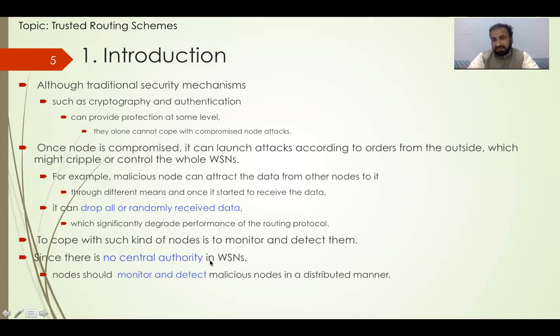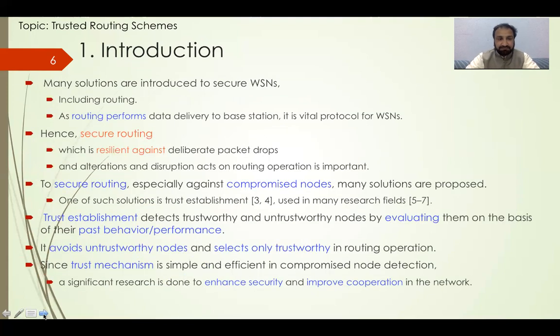Since there is no central authority, as we have mentioned, nodes should monitor and detect malicious nodes in a distributed manner. So this is the job of all the nodes to detect which node is not performing as it is decided. Many solutions are introduced to secure wireless sensor networks, including routing. As routing performs data delivery to the base station, it is a vital protocol for wireless sensor networks. Secure routing, which is resilient against deliberate packet drop, alterations and disruption of routing operation, is important. To secure routing, especially against compromised nodes, many solutions are proposed, and they are mentioned in references 3, 4, and 5 to 7.